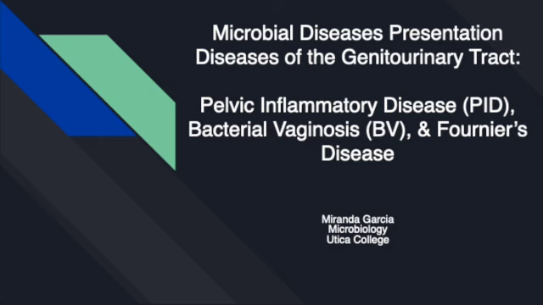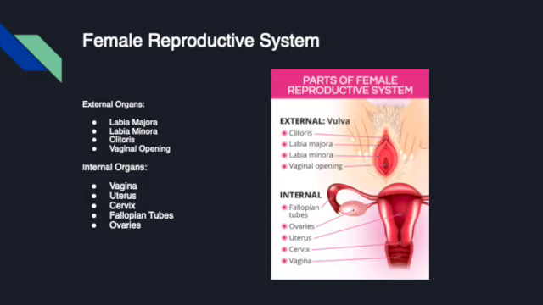So to begin, let us discuss the female reproductive system. The female reproductive system is a complex system that plays a vital role in human reproduction. It is responsible for producing eggs, transporting them to the site of fertilization, nurturing a developing fetus, and giving birth. It includes both internal and external organs.